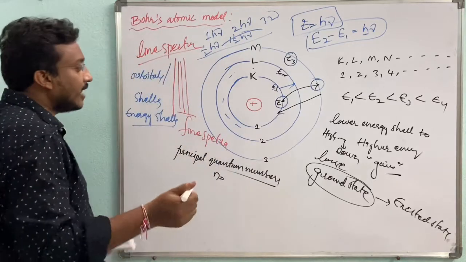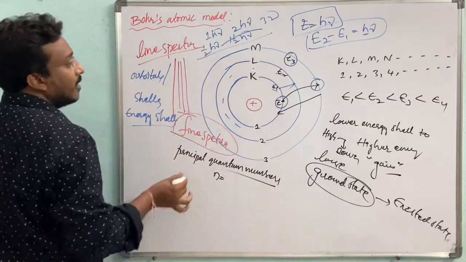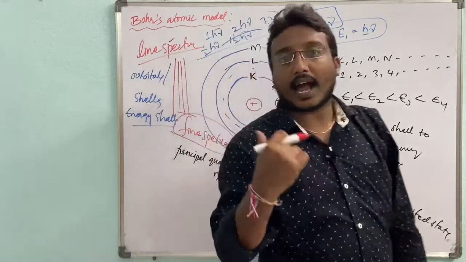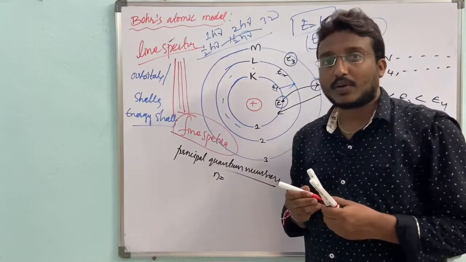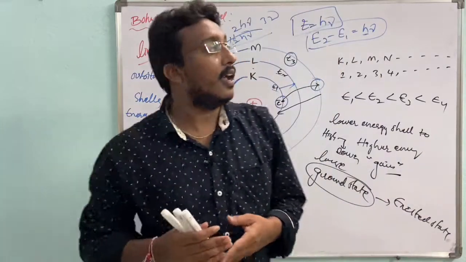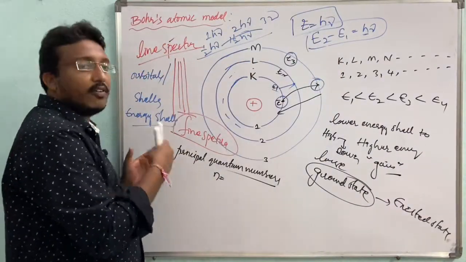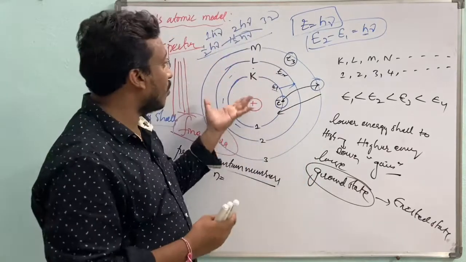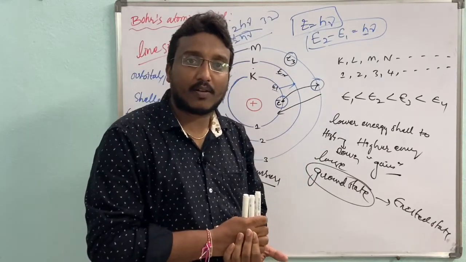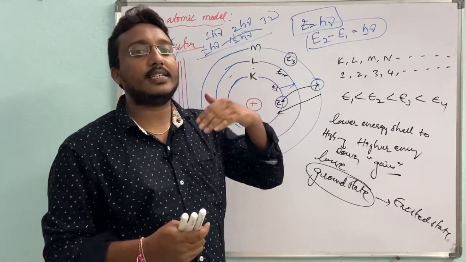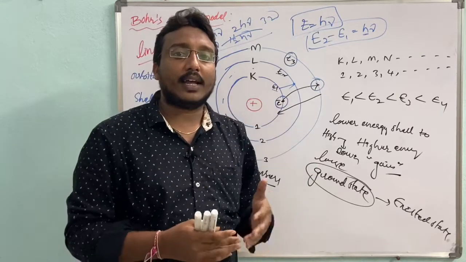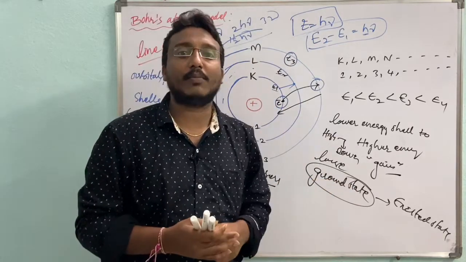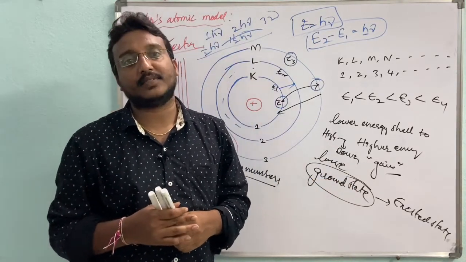Why the fine spectra is emitted by the hydrogen atom is not explained by Bohr's model. Good, right? This is the drawback of Bohr's atomic model. We will discuss one more atomic model to overcome the drawback of Bohr's atomic model in our next class. Okay, thank you.